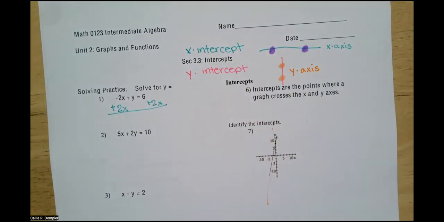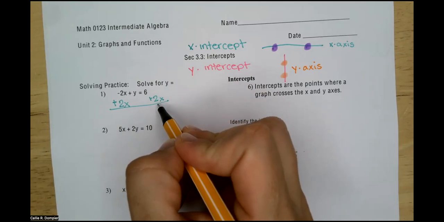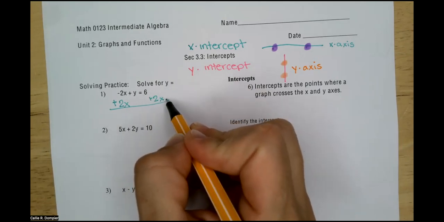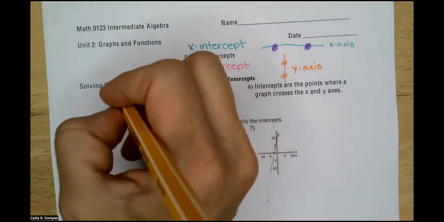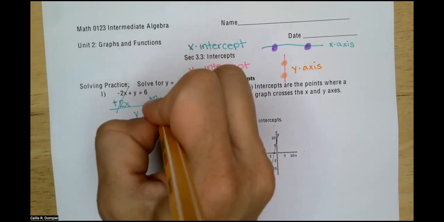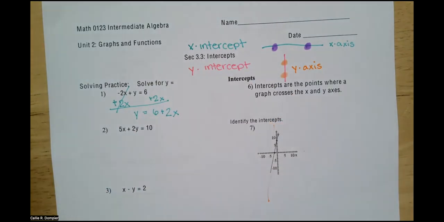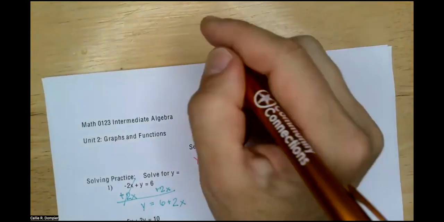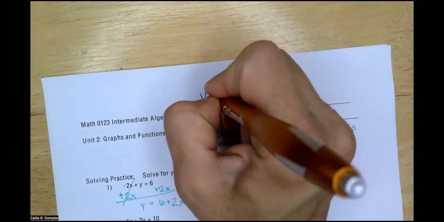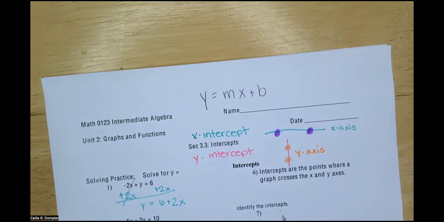like term. I'm thinking the word common, but I wanted the word like. 6 and 2x are not like terms because one of them has the variable x, one of them does not. So those cancel, and we just have y equals 6 plus 2x. It's more commonly written in the form y equals mx plus b.